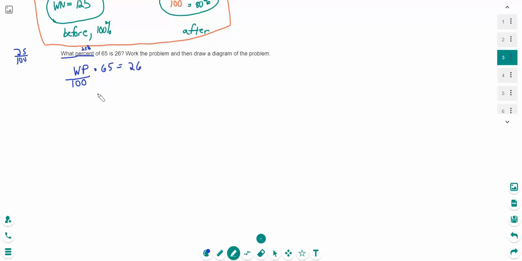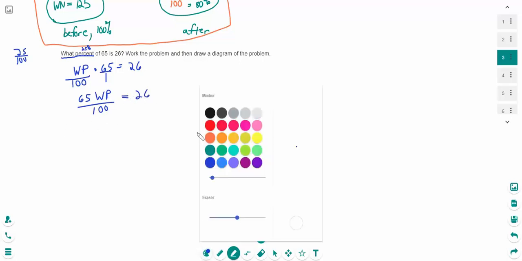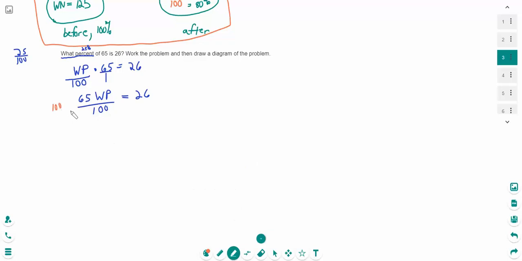Okay? So, knowing that, let's move on. We are now wanting to get WP all by itself. So WP times 65 over 100. We can kind of rewrite that if you want, just so that you're maybe a little more clear on how I'm going to do this. WP times 65 over 1, well, that's 65 WP over 100 equals 26, right? So we'll start by multiplying both sides by 100 just to get rid of the denominator, right?